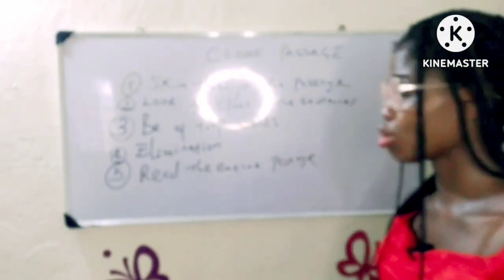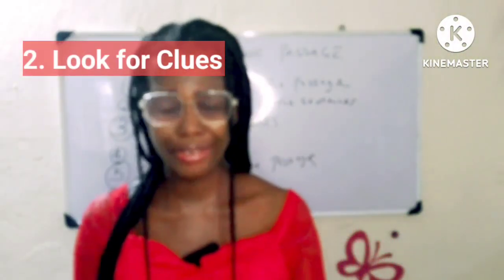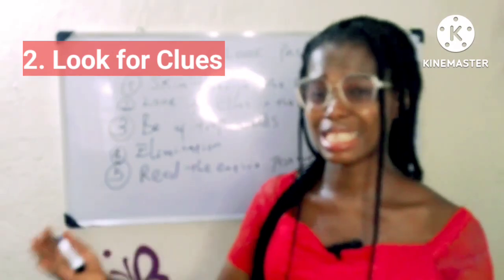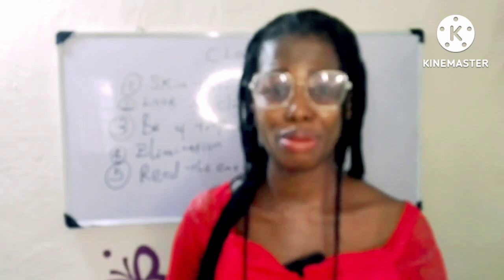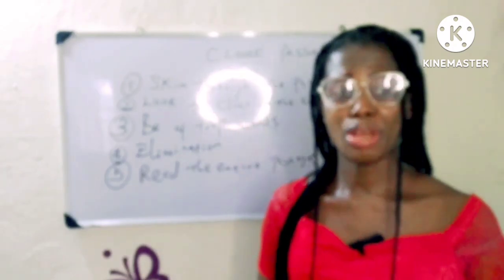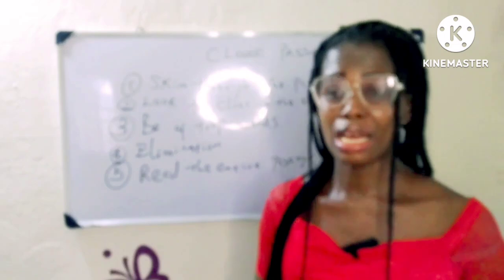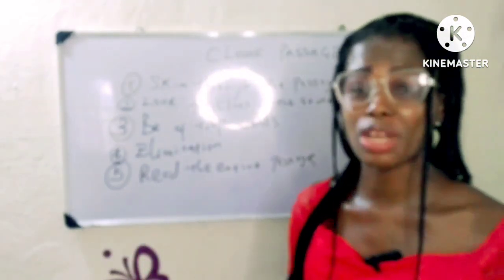Now the next thing you have to do is to look for clues. Now this is where the work is. Okay, looking for clues. If you're able to understand how to identify clues in the passage, cloze passage will not be a problem to you anymore. Okay, so make sure you understand how to look for clues in the passage. Now, how do you look for clues in the passage? By looking at the words before and words after.